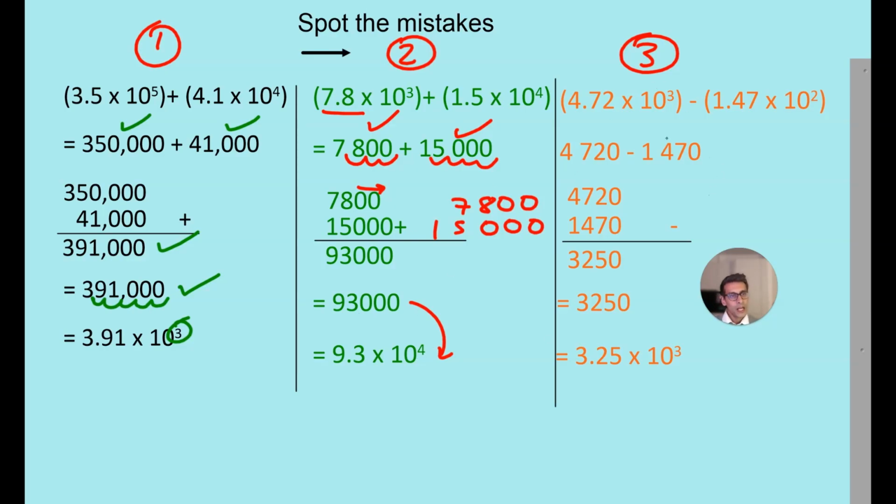Okay, question 3. Let's check the conversion. So 4.72 times 10 to the power 3. 1, 2, 3. That's fine. And then we've got 1.47 times 10 to the power 2. 1, 2. This is where the mistake is. So 1.47, if the decimal moves twice, 1, 2, it ends up after the 7. So this doesn't work. The addition also doesn't quite work. So this is the main mistake here.